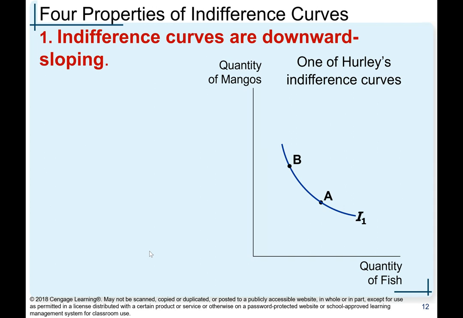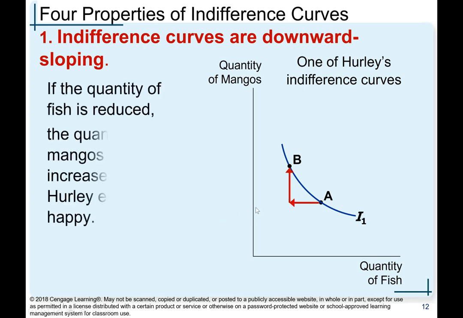Indifference curves are downward sloping. There are 4 properties of indifference curves. The first one is indifference curves, as you can see, are downward sloping. If the quantity of fish is reduced, the quantity of mangoes must be increased to keep Harley equally happy.